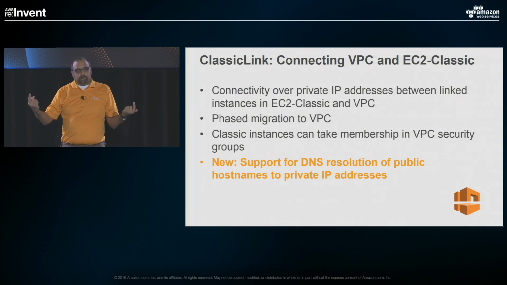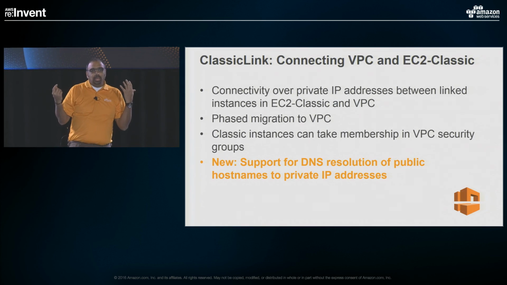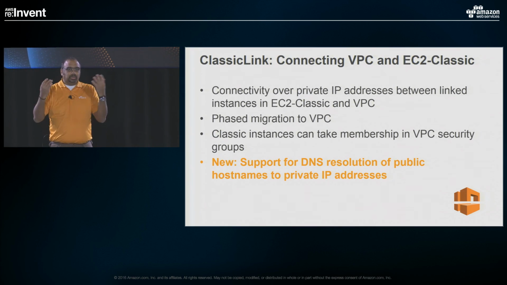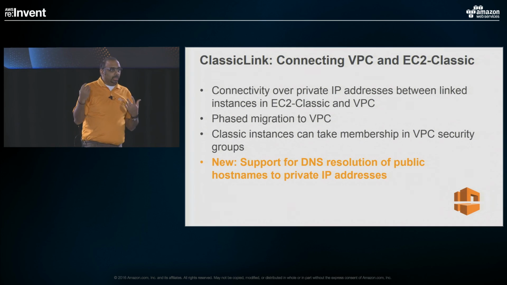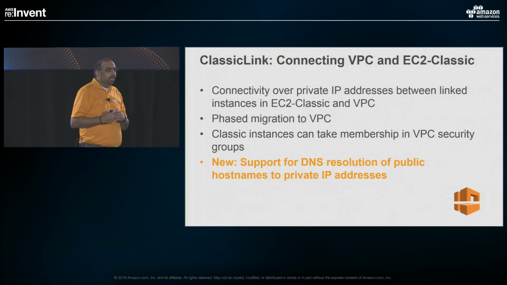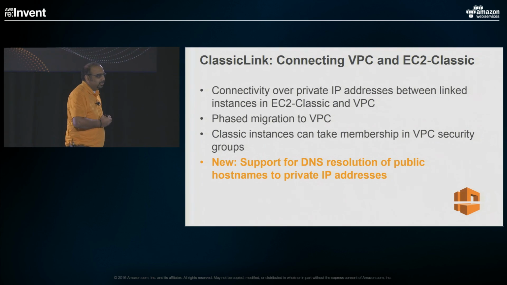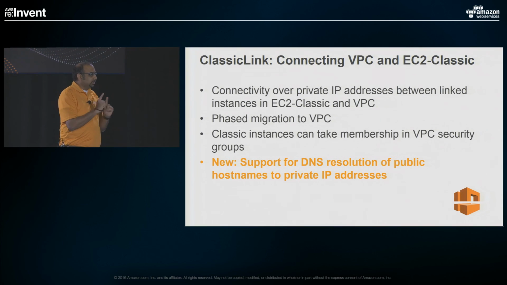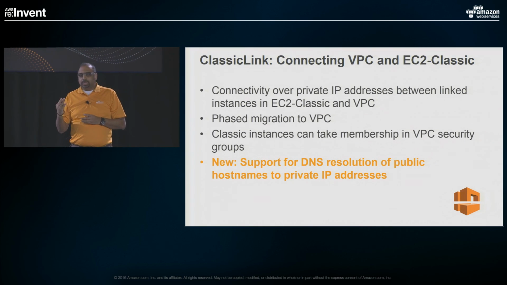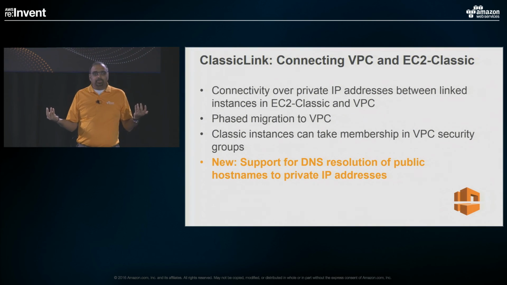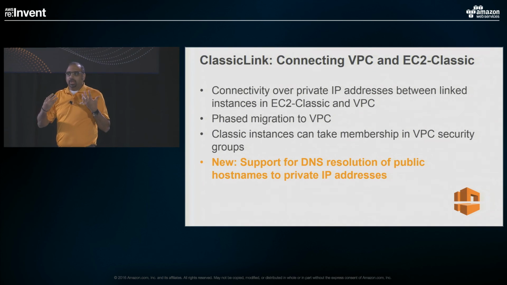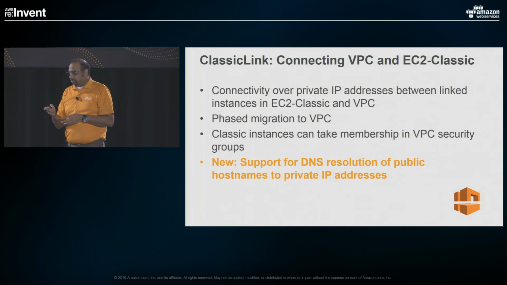Now, when these two instances are talking to each other, and a VPC instance is trying to resolve an EC2 DNS hostname, and it was going to go over Classic Link, what we would return is the public address, which is obviously not the most effective way to communicate, because you want to use the private IP for the Classic to VPC communication. DNS resolution over Classic Link gives you more flexibility when you're moving workloads from Classic to VPC.